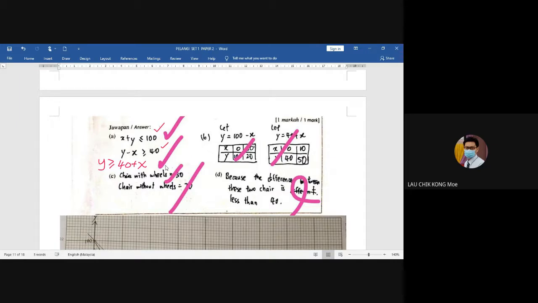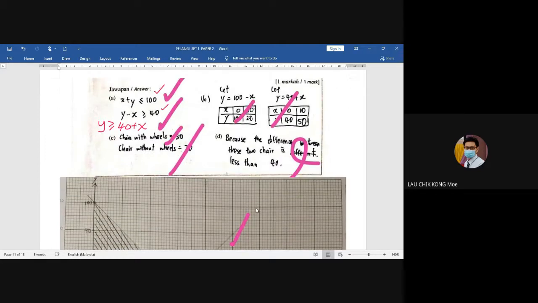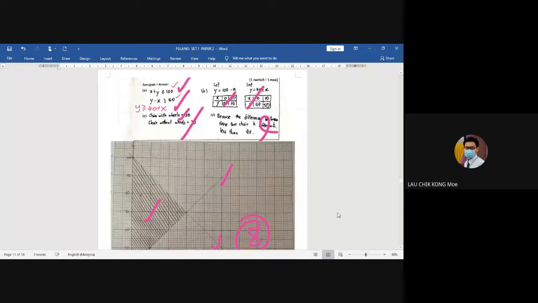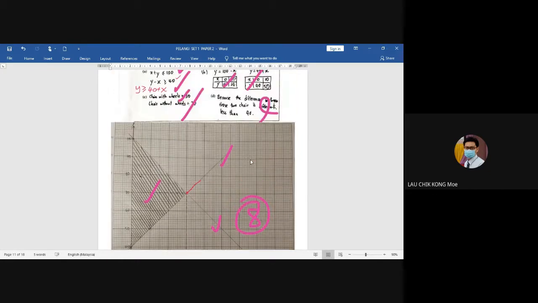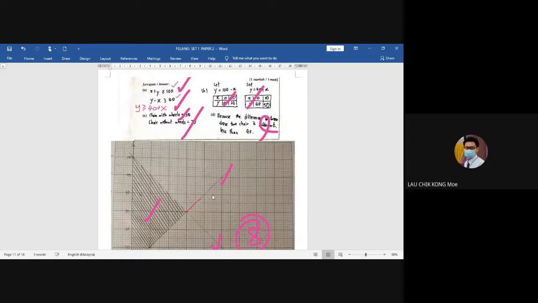Okay, after you get the two linear inequalities in section B, you need to draw the graph. The graph should be something like this. I found that many can draw it correctly, but the line must extend, don't stop here. It must extend like this student. You need to draw a longer straight line. So this number one is this one, y equals to 40 plus x.